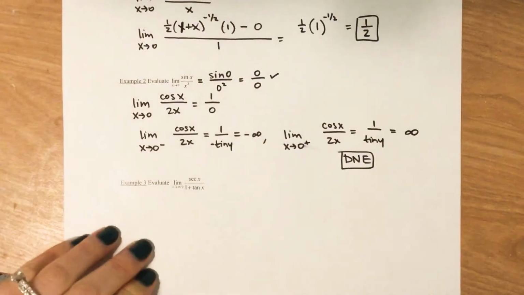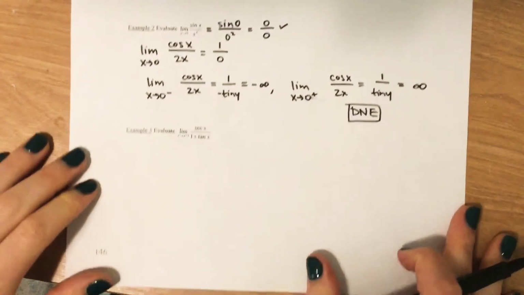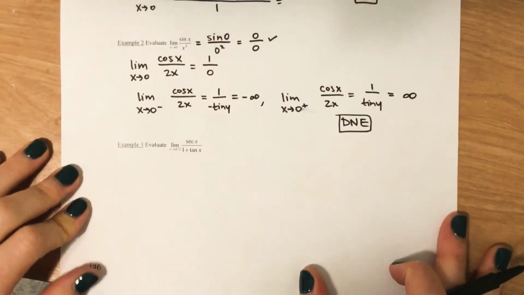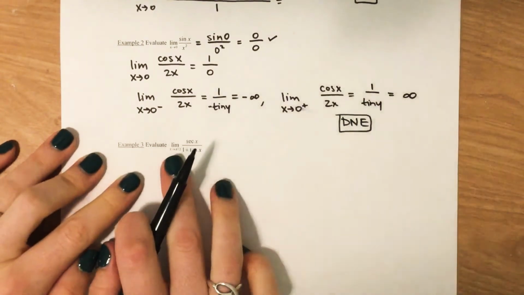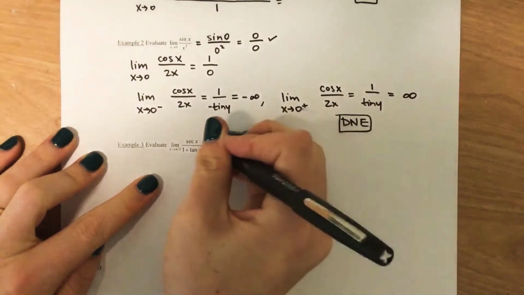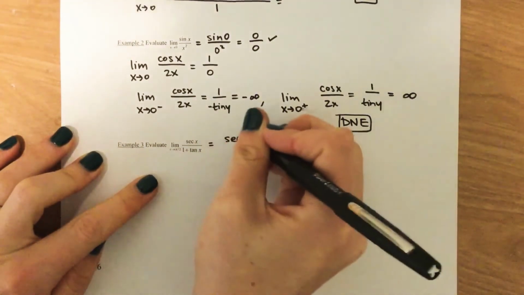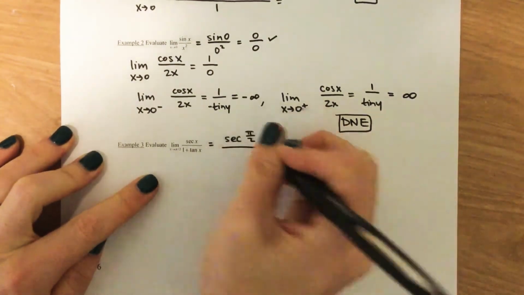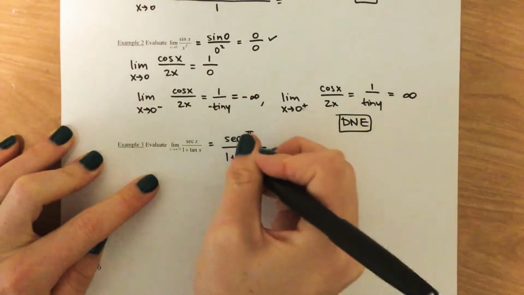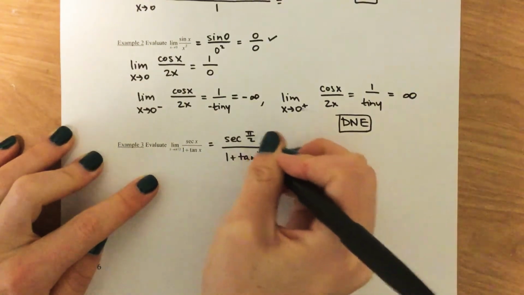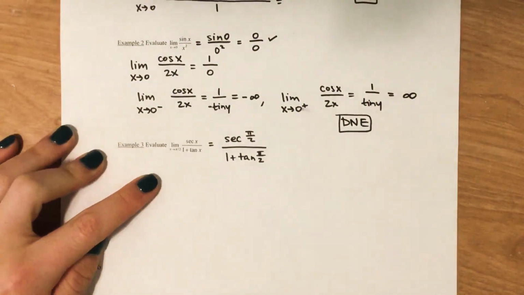All right, and our final example here, example 3. This requires some more unit circle knowledge. So this one is at pi over 2. So for the direct substitution, I'm going to sub that in. So I have the secant of pi over 2 divided by 1 plus the tangent of pi over 2. So I'm going to evaluate those.